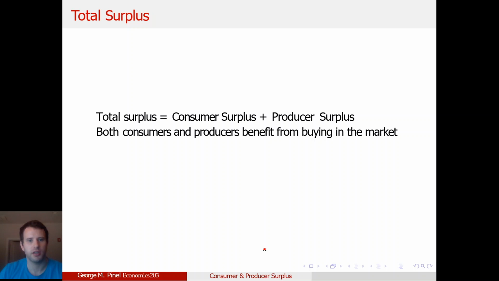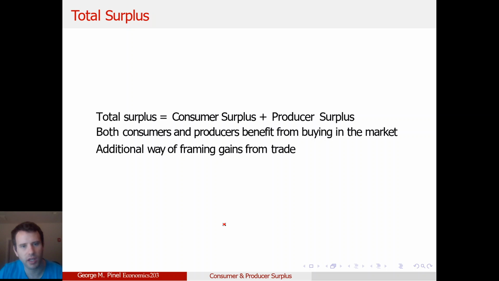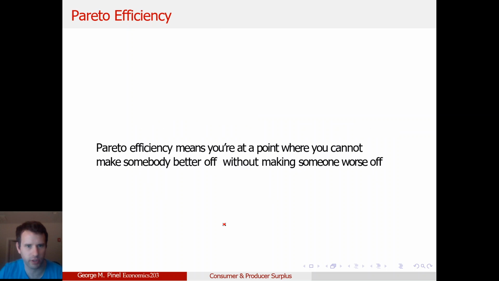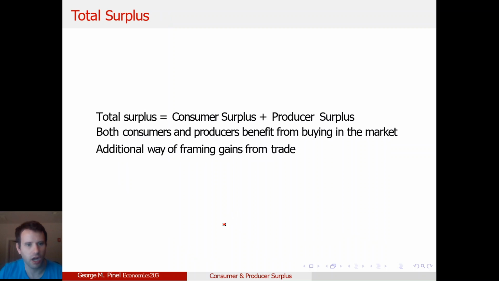In a market, both consumers and producers can benefit from buying in the market. Remember, all transactions are voluntary, and when you specialize, when you divide tasks up by your comparative advantage, there are gains from trade. So as long as the price is different than your opportunity cost, you're going to see a gain from trade. So this is just an additional way of framing your gains from trade. I'm going to stop there. That pretty much concludes consumer and producer surplus.